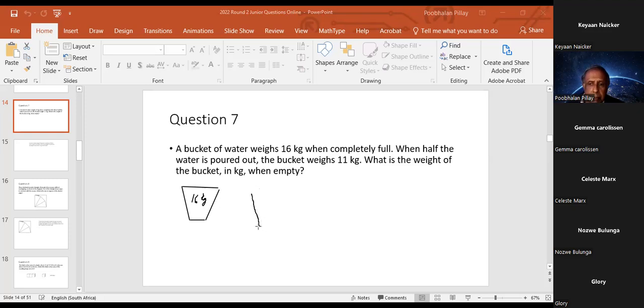Well, let's draw a neat picture. Not so neat. Sorry, I can spend the time in better ways, but might as well. So now half of it is poured out. And now the bucket weighs 11. So what does it mean?